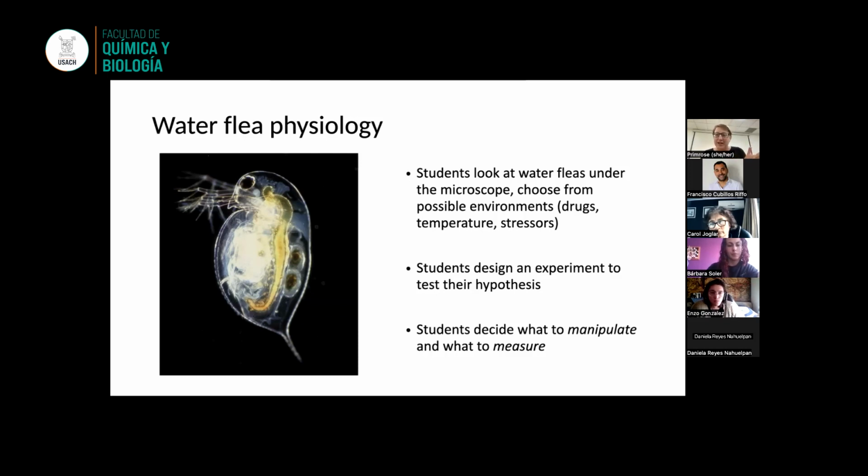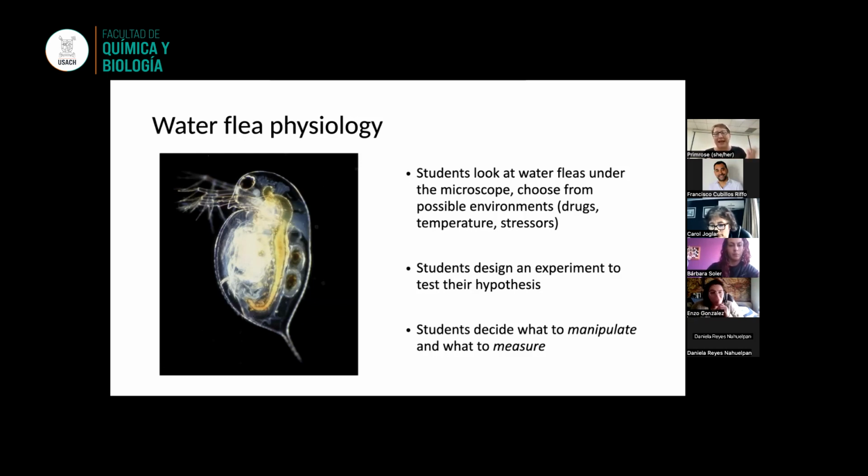We said, just look at it under the microscope, make sure you can see its heartbeat, make sure you know what that looks like. If the females have eggs inside of them, you can count the eggs. Now I'd like you to ask a question about how you might change its physiology. We have many things you can choose from, but you're going to design an experiment. In the pond, we had them do an observational study. In this, we're having them design an experiment.